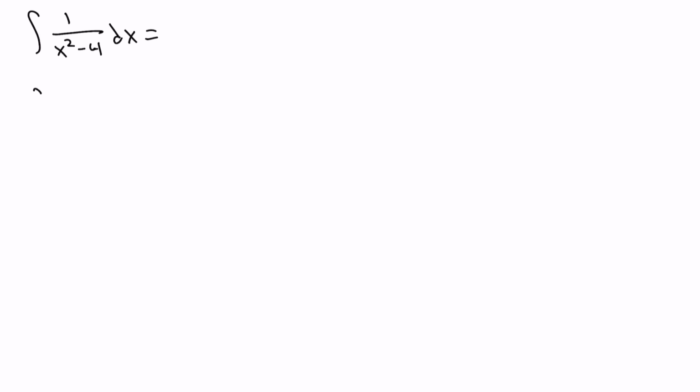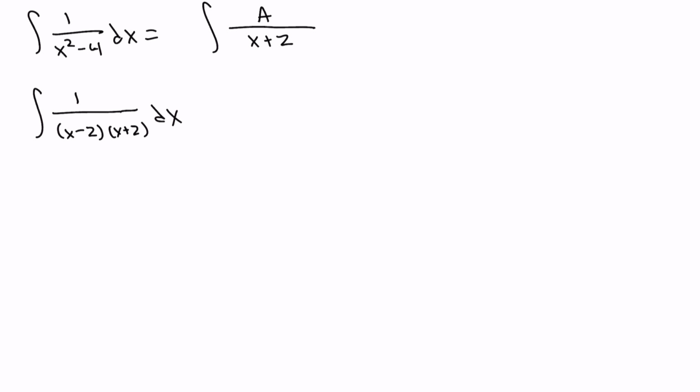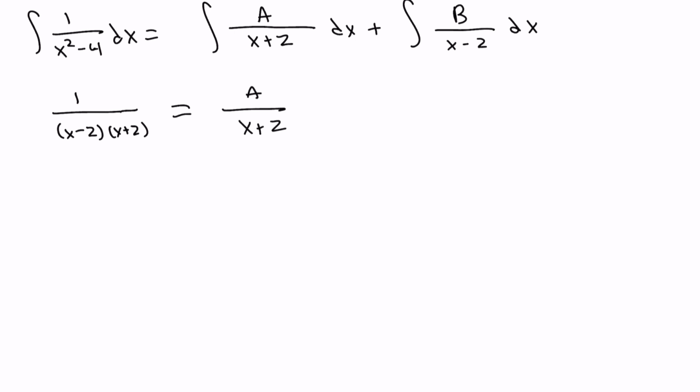So let's factor the bottom of this expression. So we have 1 over x minus 2 times x plus 2 with respect to x. So to integrate by partial fraction decomposition, we need to split this into two integrals. So we have the integral of a, because we don't know what's on the top of the fraction, over x plus 2 with respect to x, plus the integral of b over x minus 2 with respect to x. So now we can rewrite the second equation by taking out the integrals, and then we can say this is equal to a over x plus 2 plus b over x minus 2.